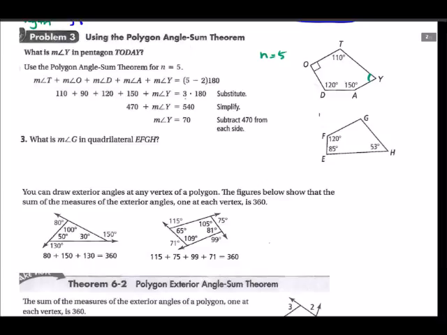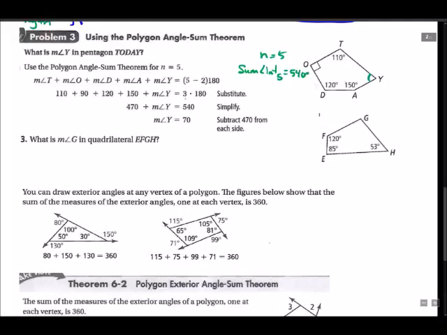So for our pentagon, when n equals 5, we need to know the sum of all of the angles. We know that the sum of the interior angles of a pentagon is what? We did this one on the front. It's 540 degrees. So then what are we going to do?